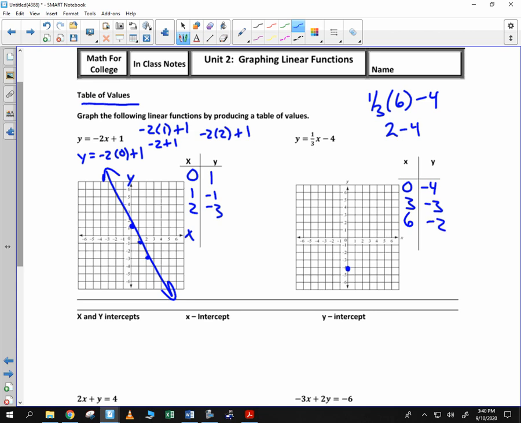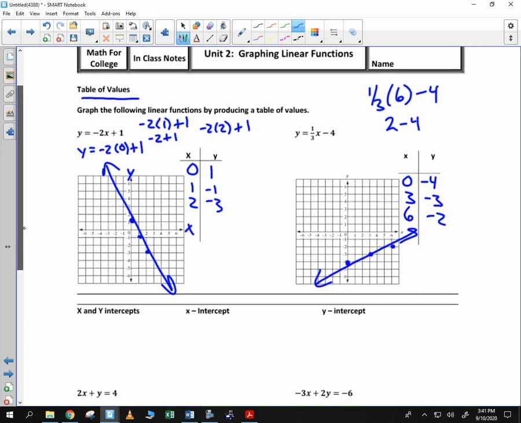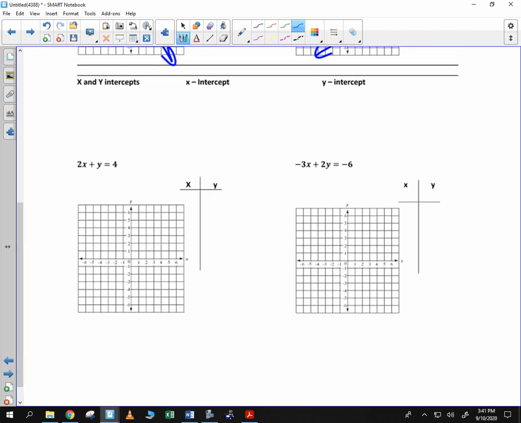So you can see that if you have a fraction, and you plug in numbers that are divisible by that fraction's denominator, then it works out much better as you try to produce points. So making a table of values is one way to graph a line. Here's another way to graph a line: produce x- and y-intercepts. Now, if you think about an x-intercept, that's where the graph crosses the x-axis.